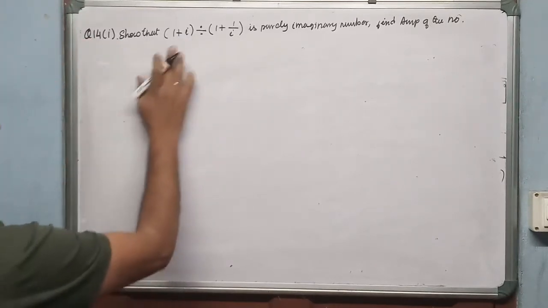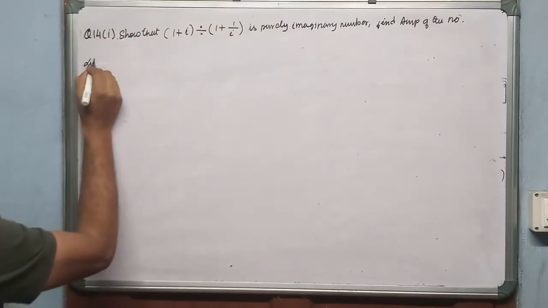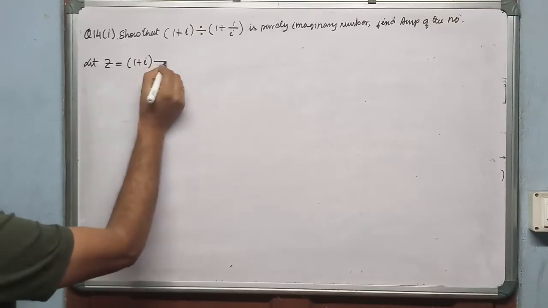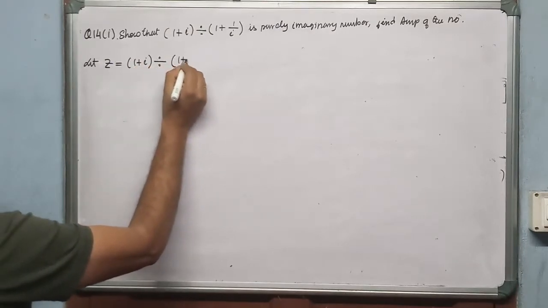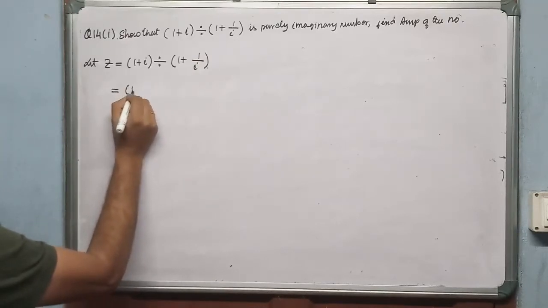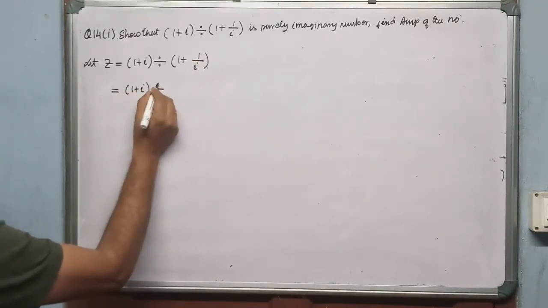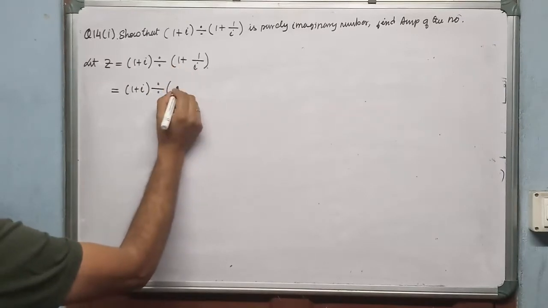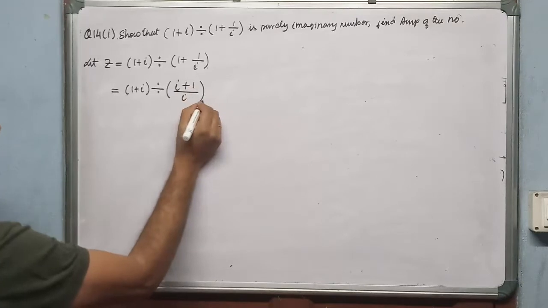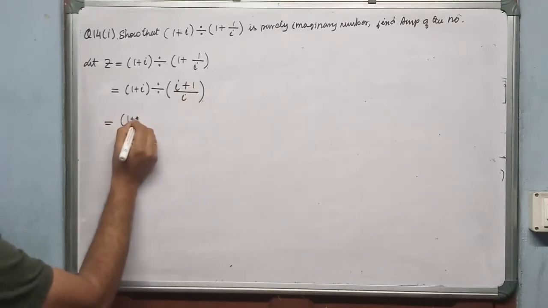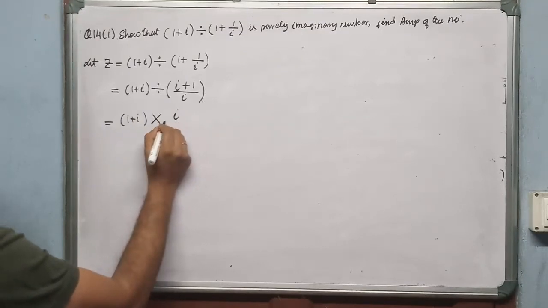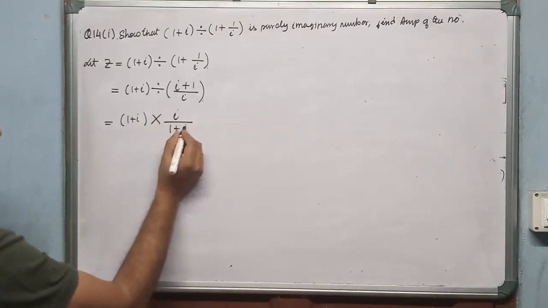Now I'll simplify this equation. First of all, I'll represent it by z. z equals (1 plus i) divided by (1 plus 1 by i). Then I'll simplify: I'll take the LCM over here, it is (i plus 1) over i. Now (1 plus i), it's a division form. I'll write multiply i over (1 plus i).